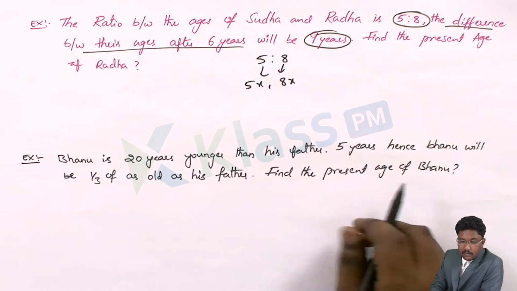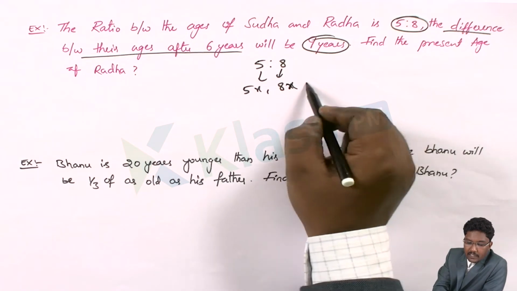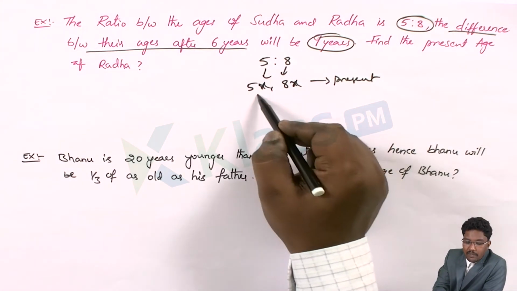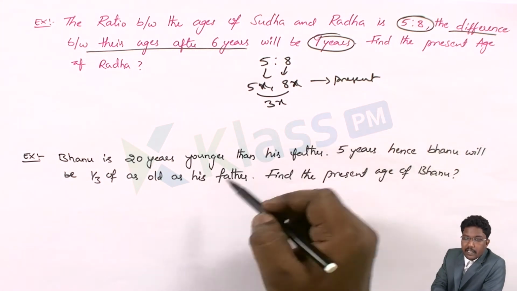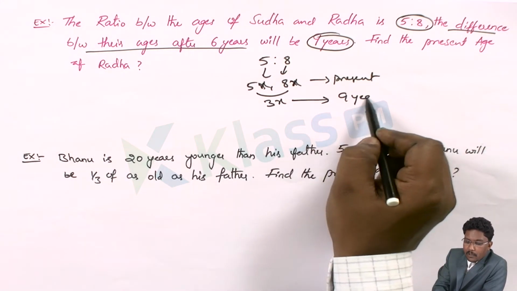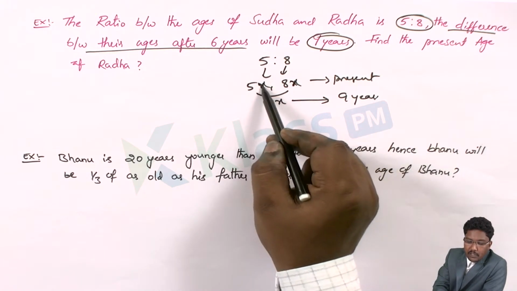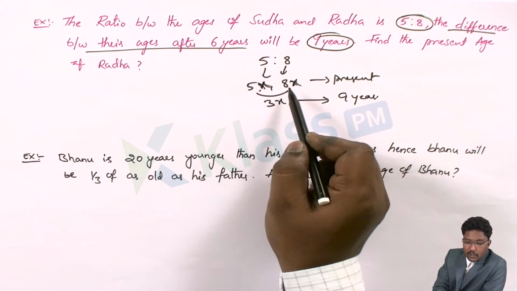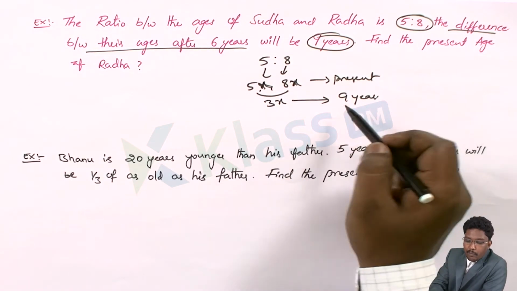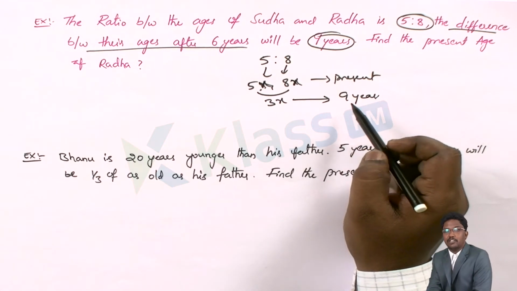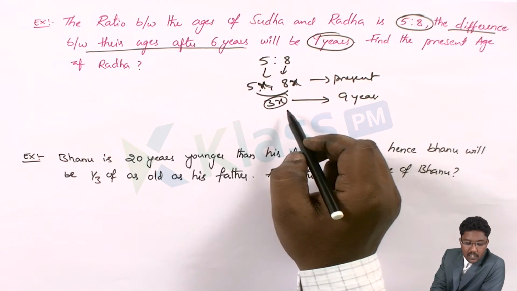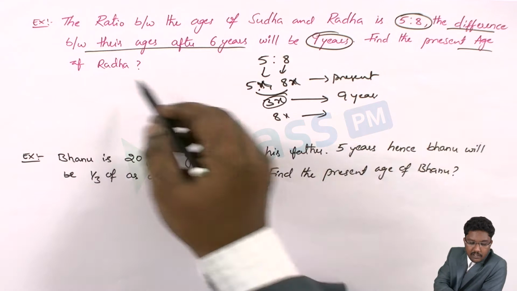5x, 8x. Now this is the present age. What is the difference between these two? According to our assumption, 3x. But according to the given problem, what is the difference between their ages? 9 years. Understood? According to our assumption, Sudha's age is 5x and Radha's age is 8x. The difference between their ages is 3x. But according to the given problem, the difference between Sudha and Radha's age is 9 years. So if 3x equals 9 years, then what is 8x? Because he is asking for Radha's age.